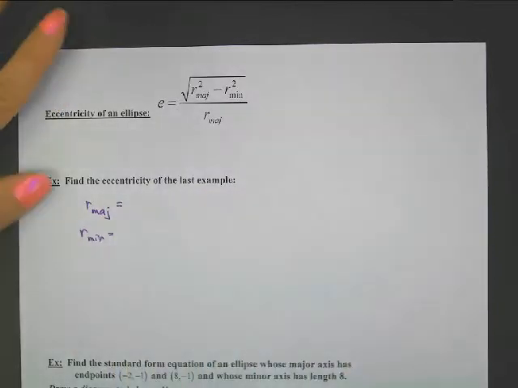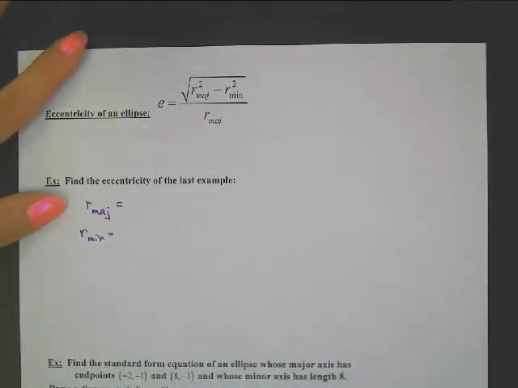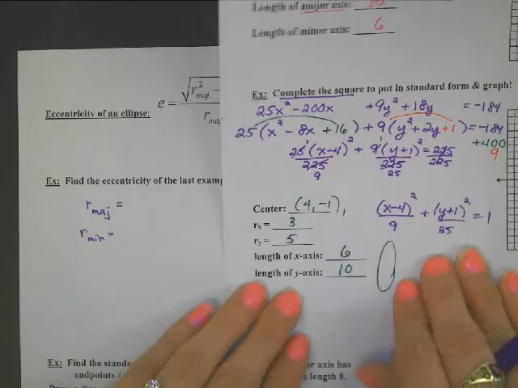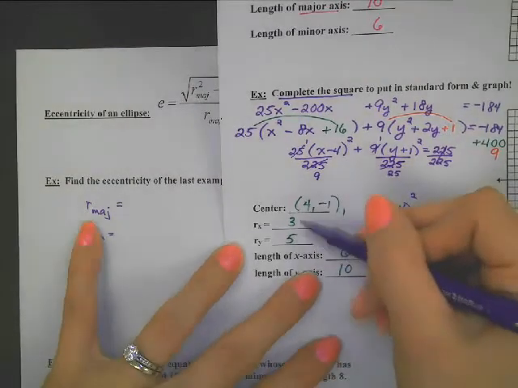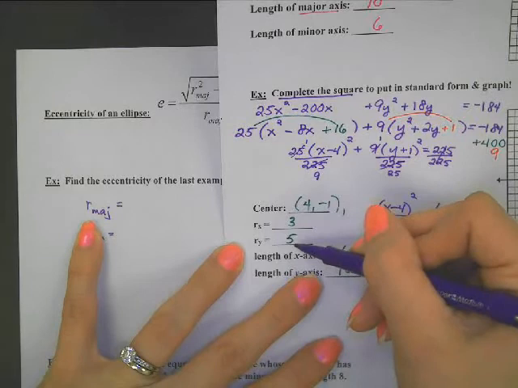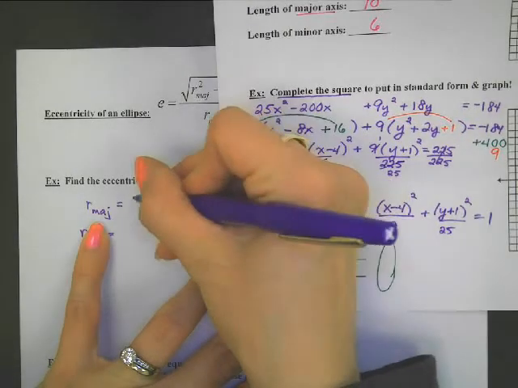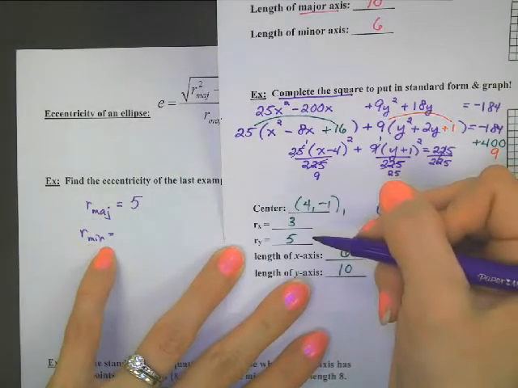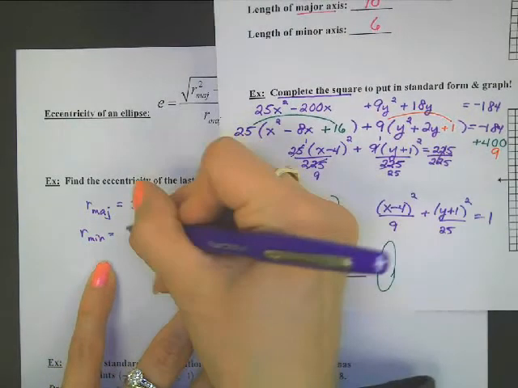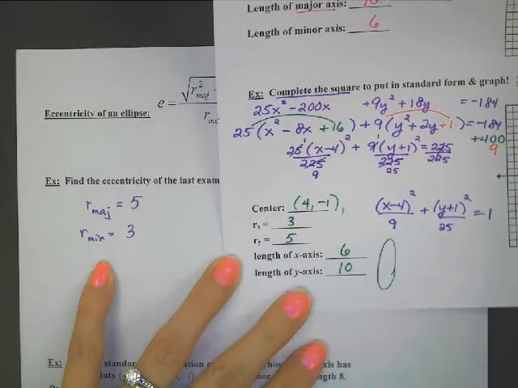Okay, sometimes the major is X, sometimes it's Y. But in that last example, which one is bigger? Well, the 5 is bigger. So the major in this case was 5, and the minor radius, the smaller radius, was 3. Okay, so let's see what it says to do here.